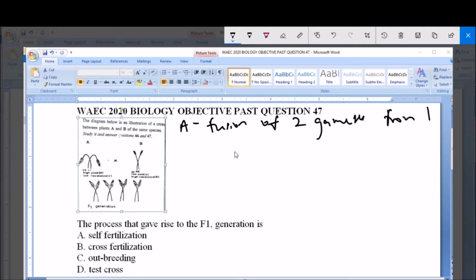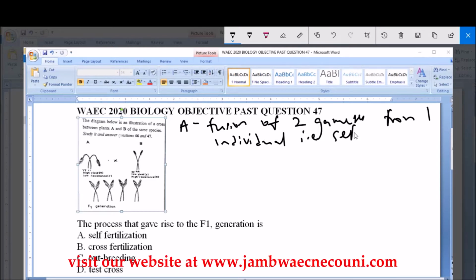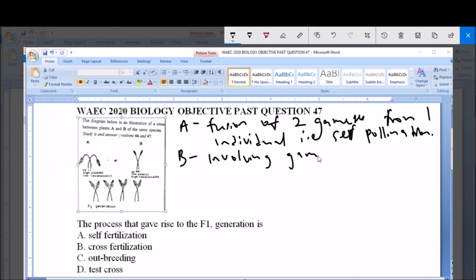Now option A, which is self-fertilization, means the fusion of two gametes from one individual or one organism, such as what is seen in self-pollination. Now option B is cross-fertilization, and it is fertilization involving the fusion of gametes from two different organisms.